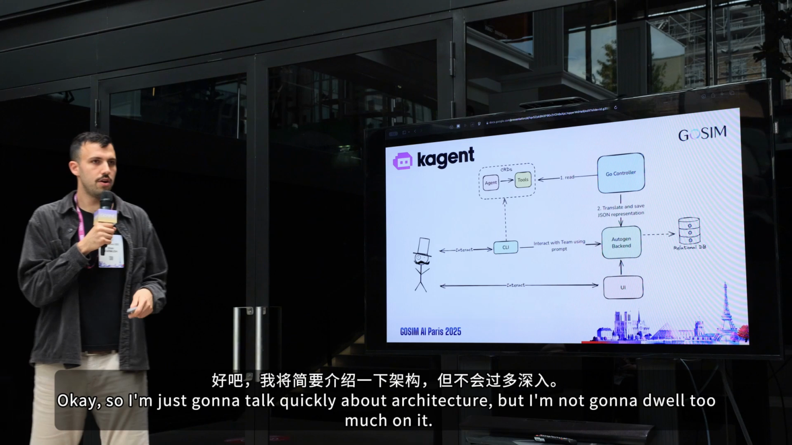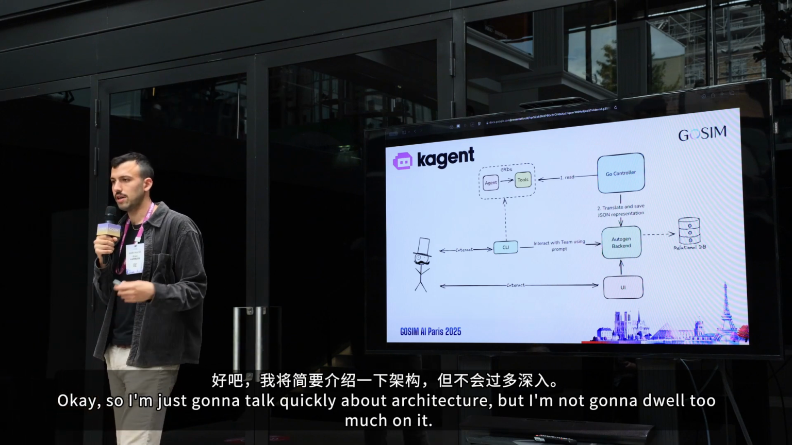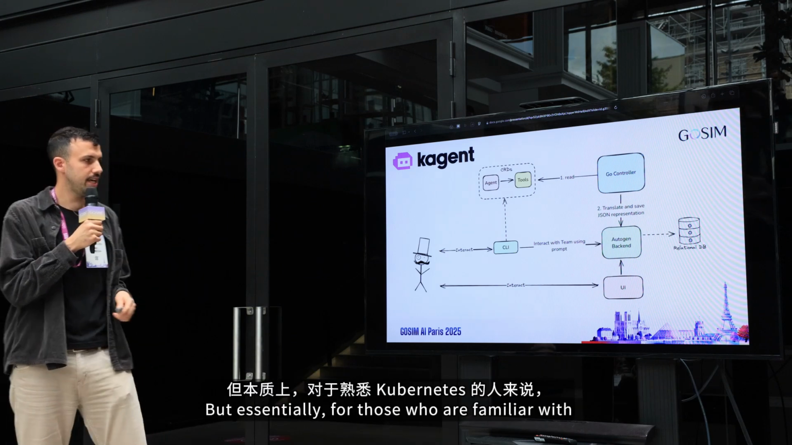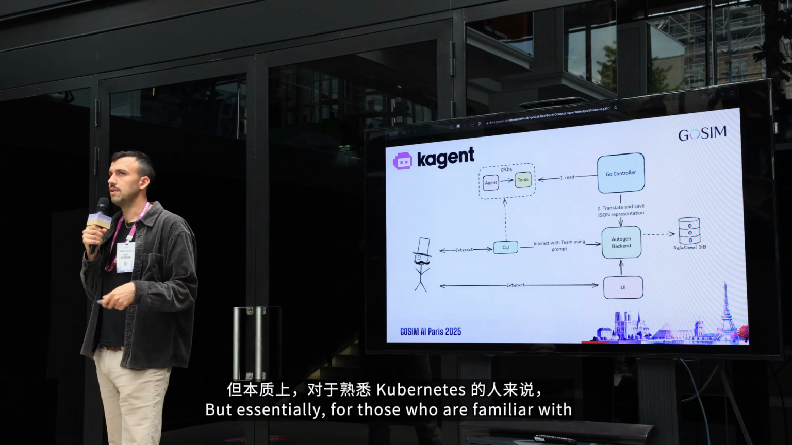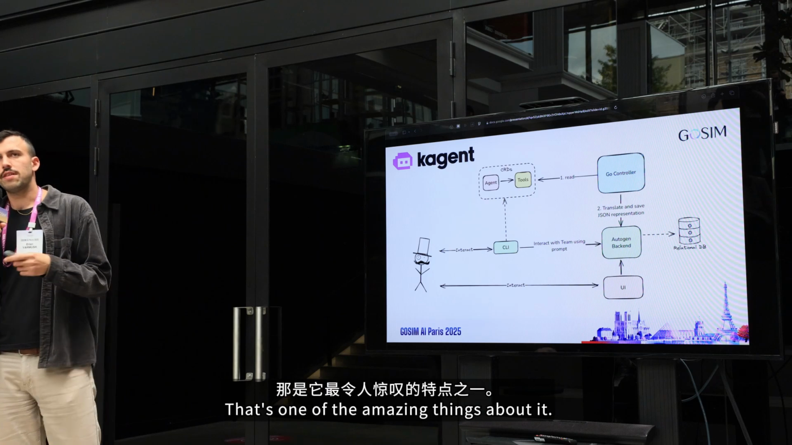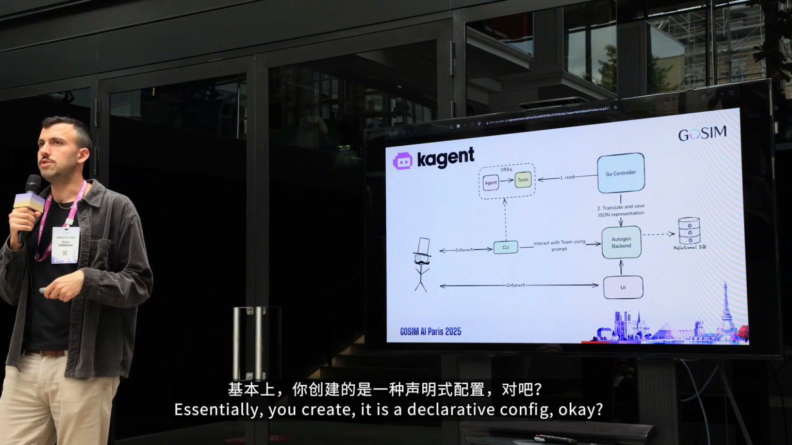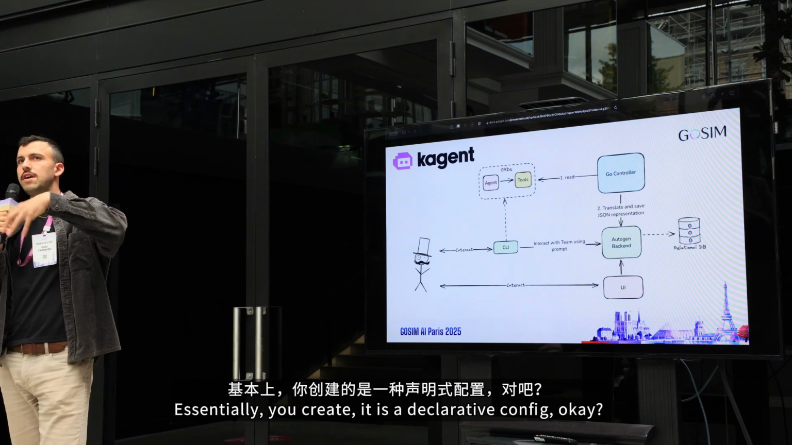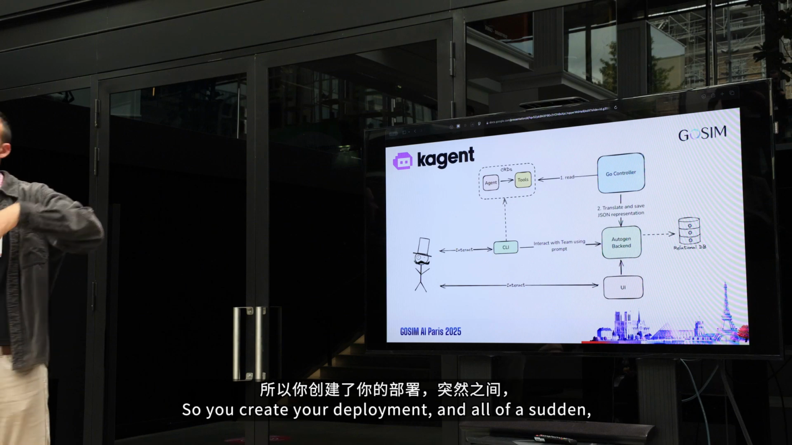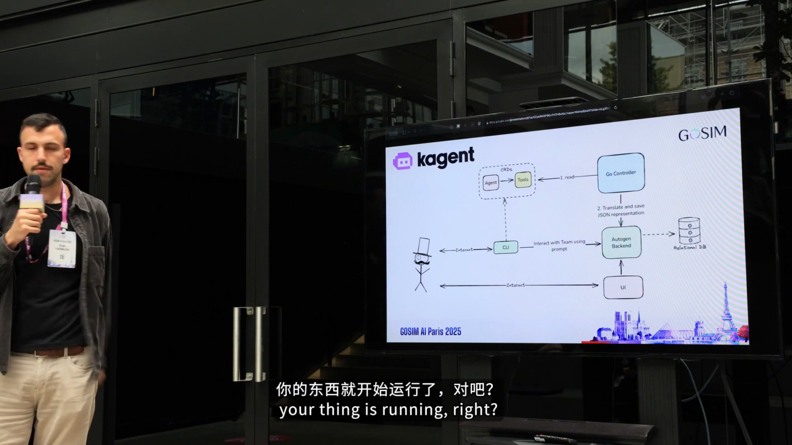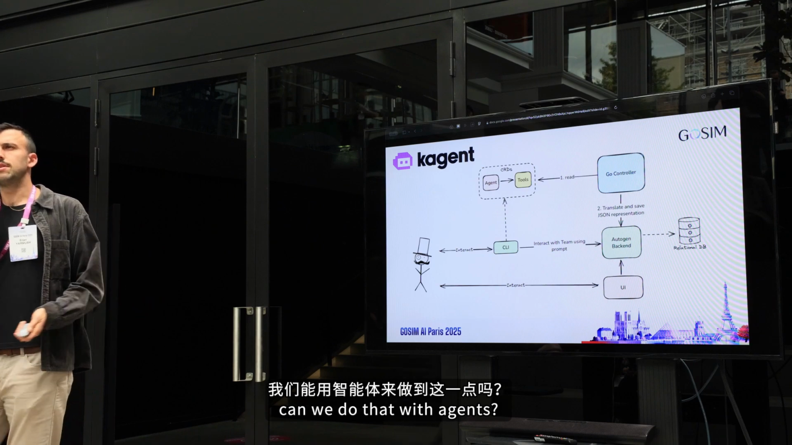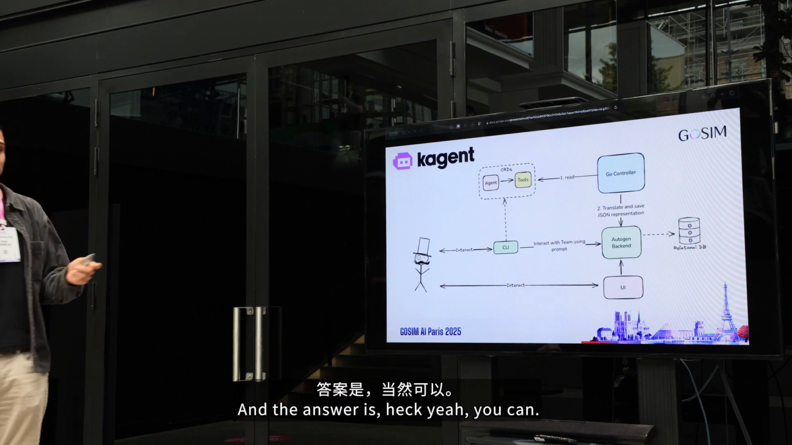I'm just going to talk quickly about the architecture, but I'm not going to dwell too much on it. For those who are familiar with Kubernetes, it's a declarative system. That's one of the amazing things about it. Essentially, it is a declarative config. You create your deployment, and all of a sudden your thing is running. So in our case, we said, wait, can we do that with agents? And the answer is, heck yeah, you can.